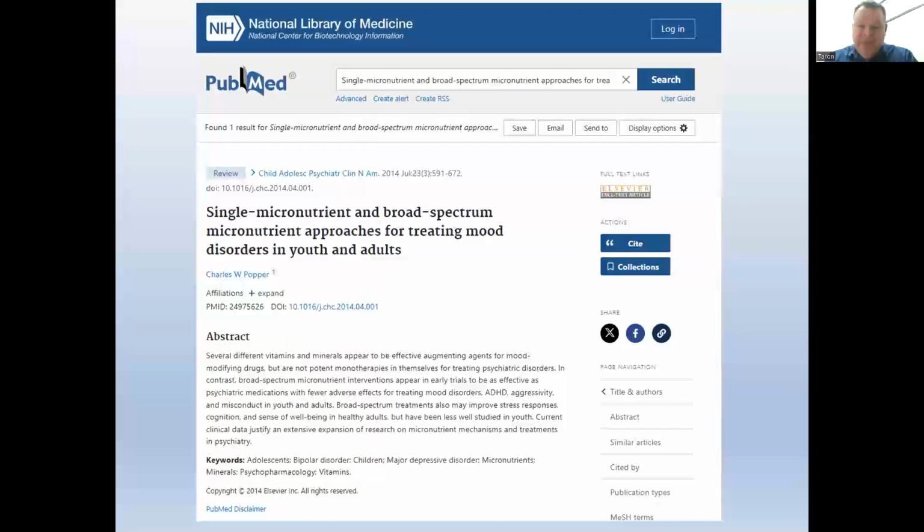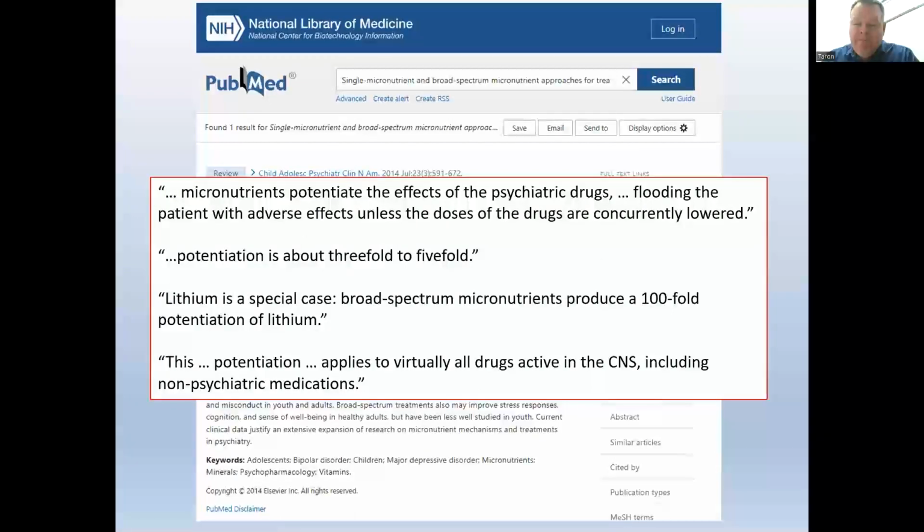From the Journal of Child and Adolescent Psychiatric Clinics of North America, we read, micronutrients potentiate the effect of psychiatric drugs, flooding the patient with adverse effects unless the doses of the drugs are concurrently lowered. Potentiation is about 3 to 5-fold. Lithium is a special case. Broad-spectrum micronutrients produce a 100-fold potentiation of lithium. This potentiation applies to virtually all drugs active in the central nervous system, including non-psychiatric medications.